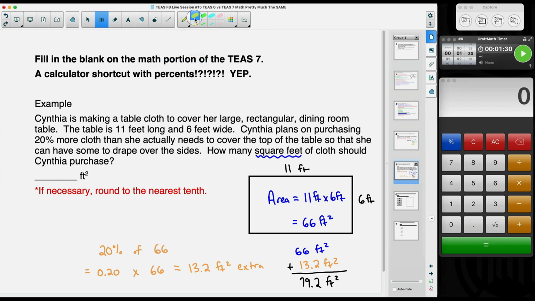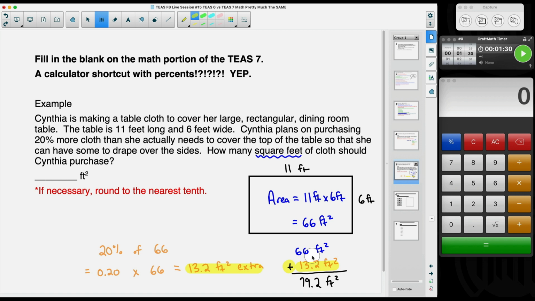What did we do, y'all? We found 20% and we added it to it, right? But we did the 20% over here to the side. But once we found that 20%, we added it to the 66 to get this total area.